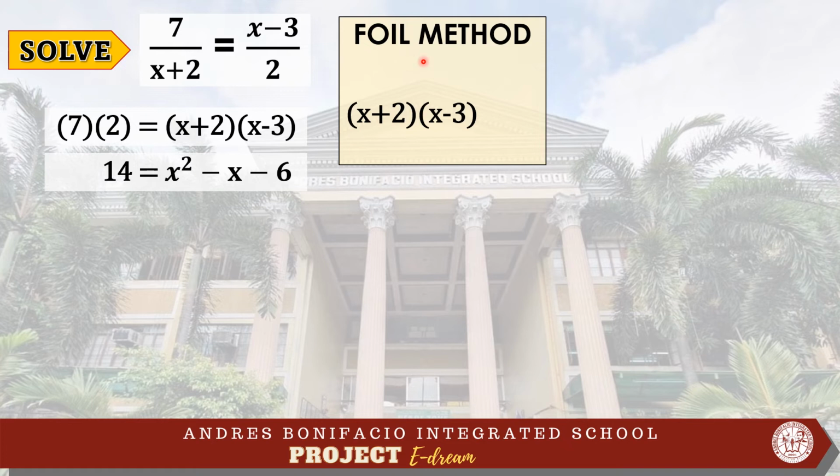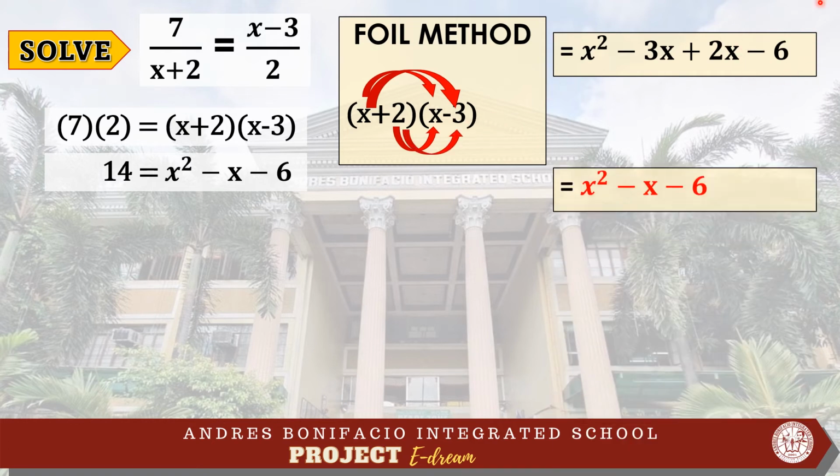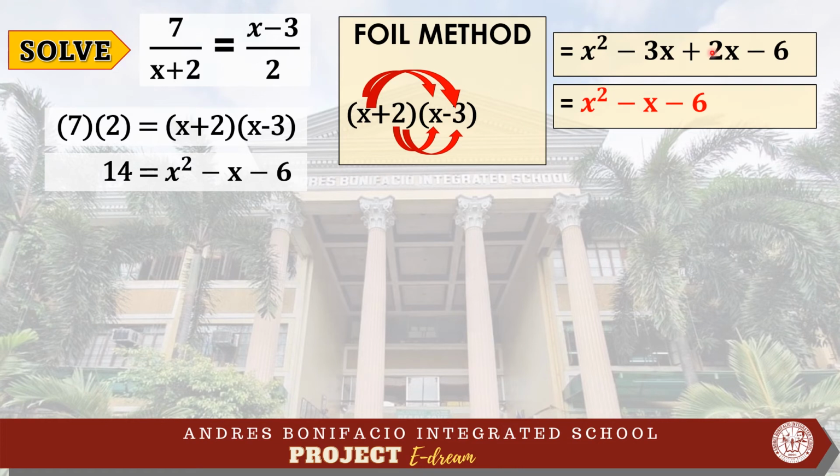So we will multiply first the first terms. x times x is x squared. Outer terms, x times negative 3 is negative 3x. Inner terms, 2 times x is positive 2x. And last terms, 2 times negative 3 is negative 6. We will simplify this polynomial. It becomes x squared. Negative 3x plus 2x are similar terms, so the answer is negative x minus 6.